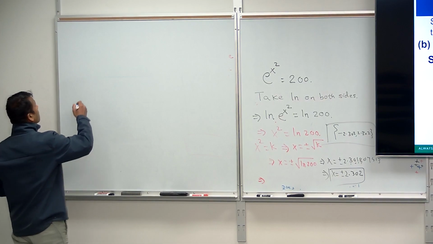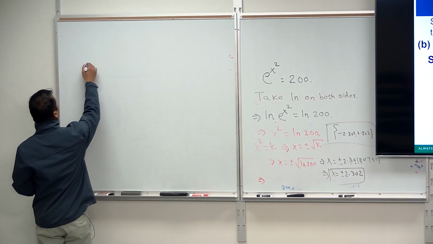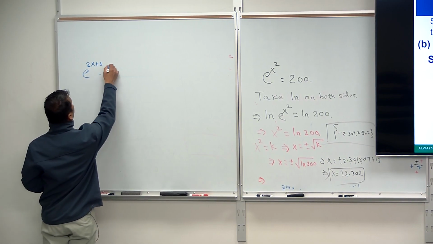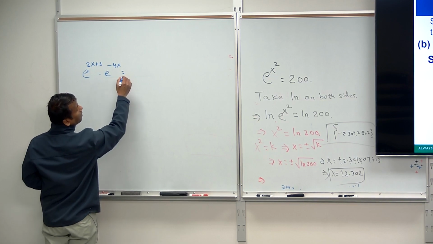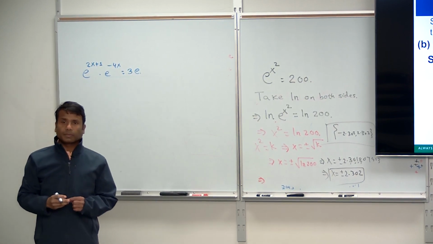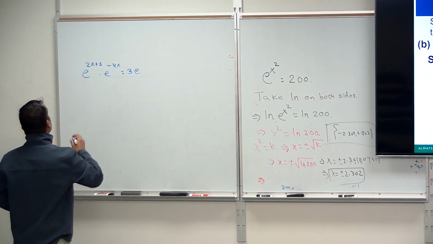You have e to the power 2x plus 1 times e to the power negative 4x equals what? 3 times e. So you have to solve this exponential equation.